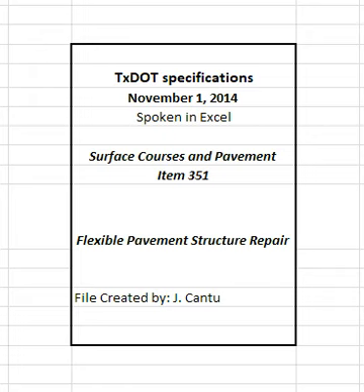Item 351. Flexible pavement structure repair. 1. Description. Repair localized sections of flexible pavement structure including subgrade, base, and surfacing as shown on the plans. 2. Materials. Furnish materials unless otherwise shown on the plans. Provide materials of the type and grade as shown on the plans and in accordance with the following.